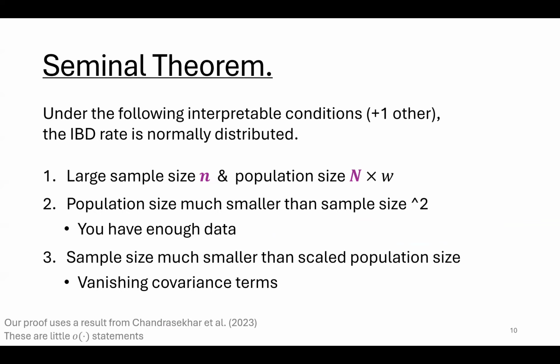The third condition is the most important. This is that the sample size is much smaller than the scaled population size N times W. What this condition is about is vanishing covariance terms, such that these IBD segment indicators are not too correlated with each other. I'll just comment for the technical audience of, say, mathematicians, that conditions 2 and 3 are about little o statements, and that our proof is going to appeal to a result in Chandrasekhar et al. 2023, where they give moment conditions for a general covariance-based central limit theorem.